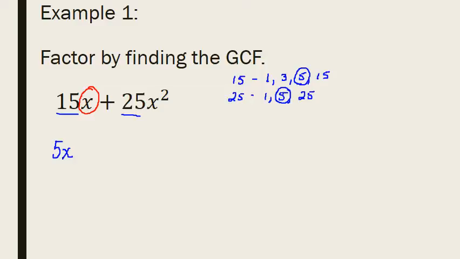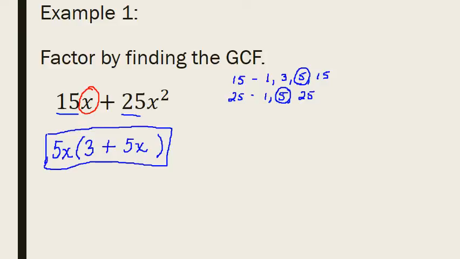Now what we're going to do is we're going to do one set of parentheses, and we're dividing each term by 5x. So 15x divided by 5x leaves us with 3 because the x's will cancel out. And then 25x squared divided by 5x leaves us with 5x because 25 divided by 5 gives you 5. X squared divided by x leaves you with x. And there it is. That's how you factor. The GCF here is that 5x that's in front of the parentheses.